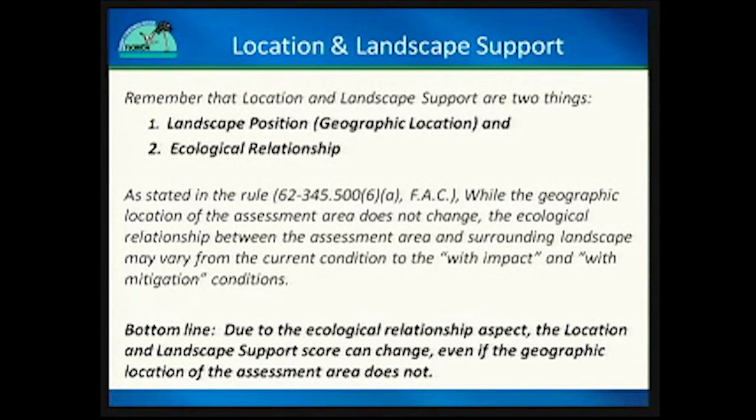The value of functions provided by an assessment area to fish and wildlife are influenced by the landscape position of the assessment area and its relationship with surrounding areas. While the geographic location of the assessment area does not change, the ecological relationship between the assessment area and the surrounding landscape may vary from the current condition to the with impact and with mitigation conditions. Okay? So the bottom line is that it can change. Due to the ecological relationship aspect of this category, it can change. So you can't move it, but you can make the ecological relationship better. All right?